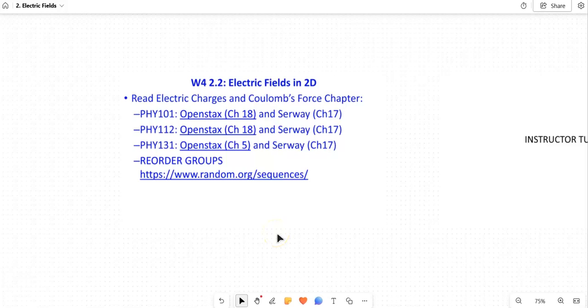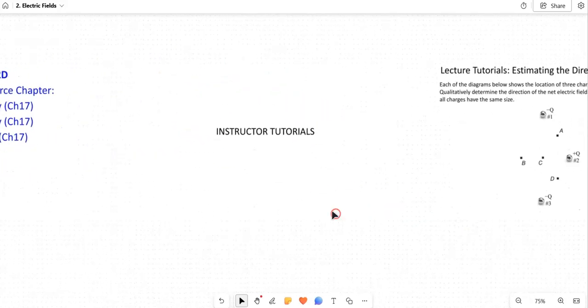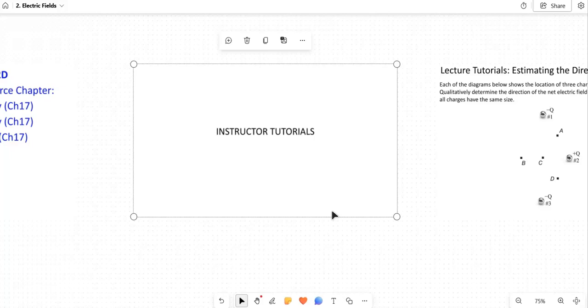If you haven't done the reading, please do the reading. It will help you out immensely. Please read OpenStax or Survey or both of them, because they both have different perspectives. Alright, let's go ahead and get started. This is also a tutorial example, so it's both.